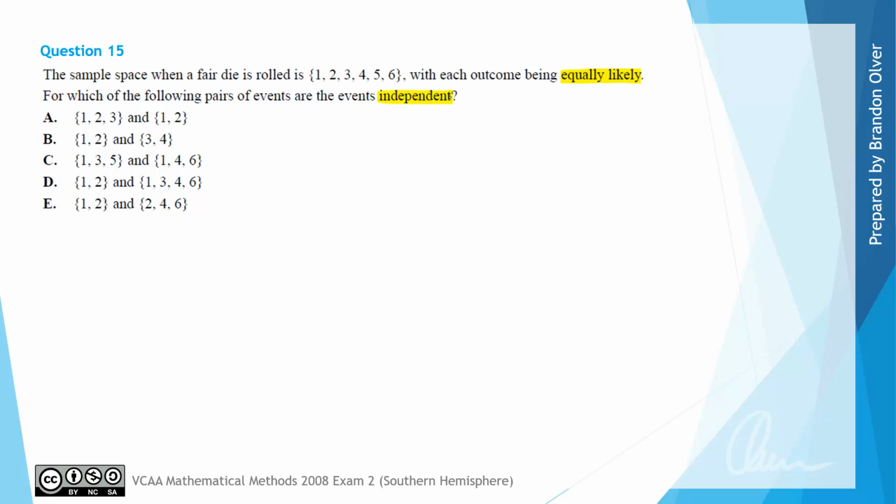So this was a particularly challenging question in the exam, which you'll see by the examiner's report at the very end. So we're going to work methodically through this one.